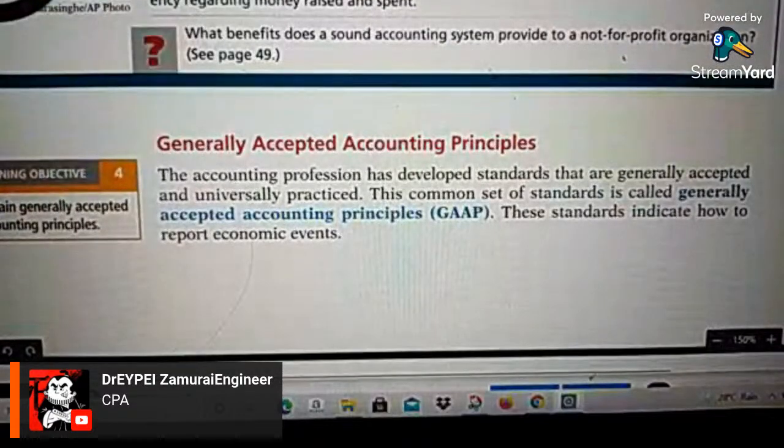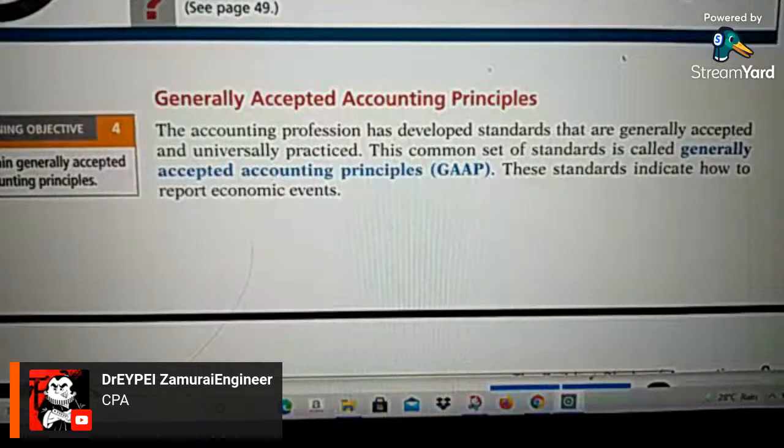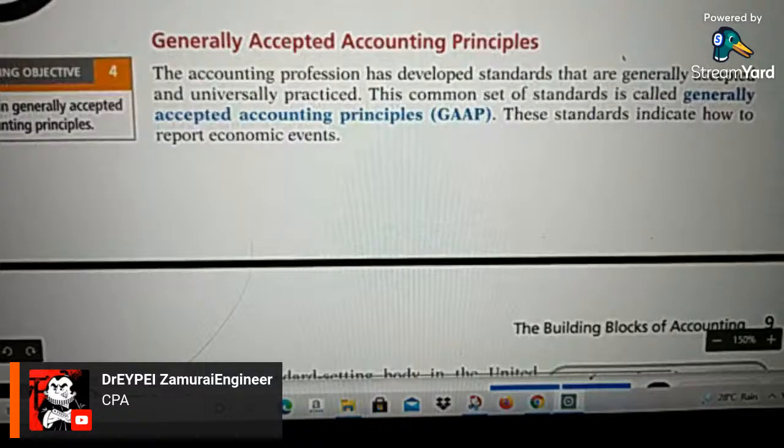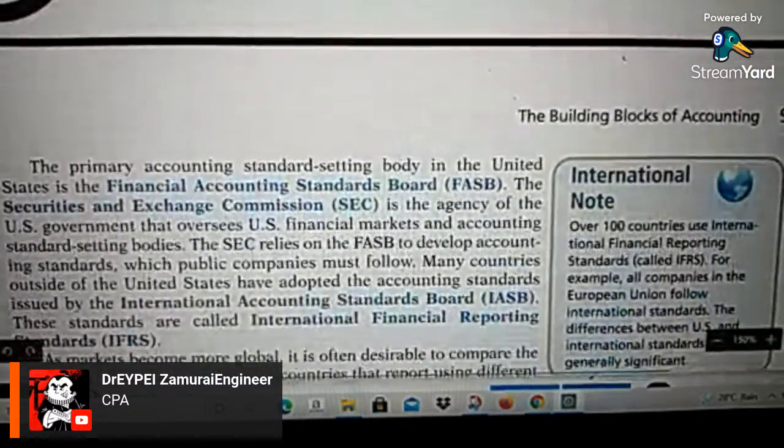What is GAAP? Generally accepted accounting principle is GAAP. And GAAP is actually a standard on how to report economic events. This is an accepted standard internationally on how to report economic events. Paano natin nire-report yung mga transactions? Yan yung standard. Okay.